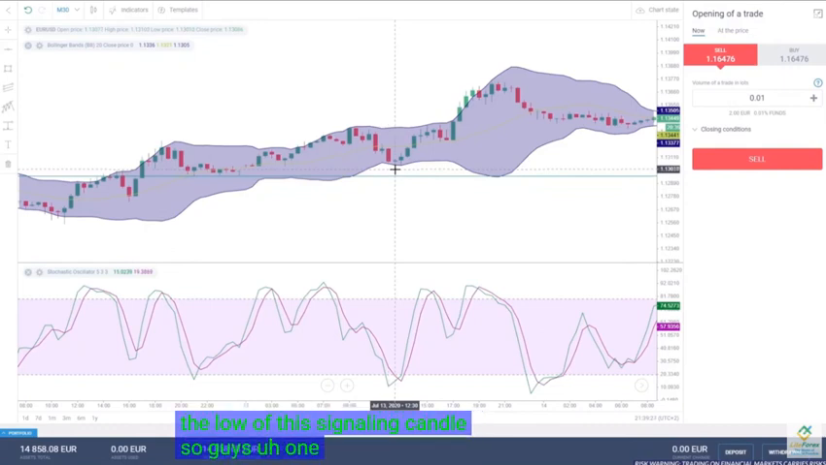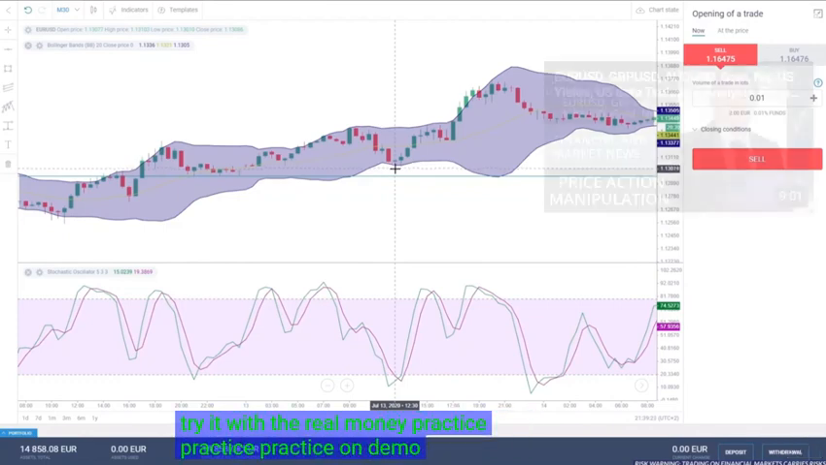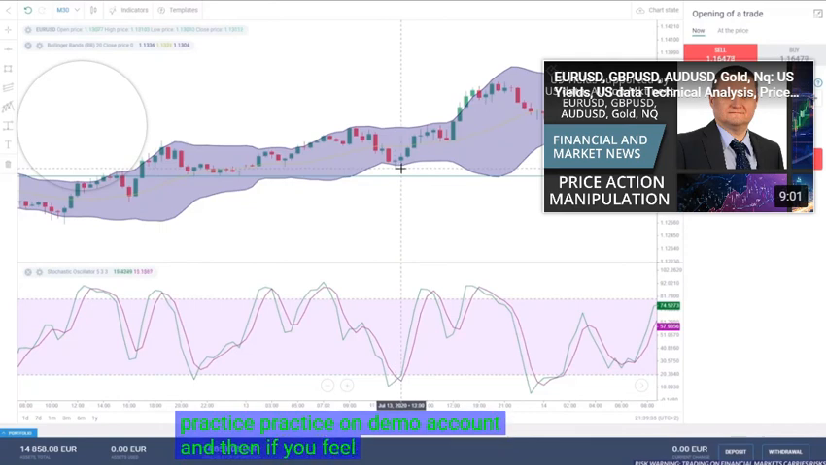So guys, one more thing. Before you try it with real money, practice on a demo account, and then if you feel comfortable enough, try how it goes with real money.